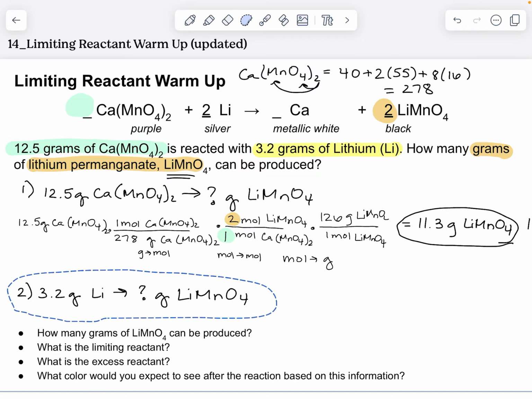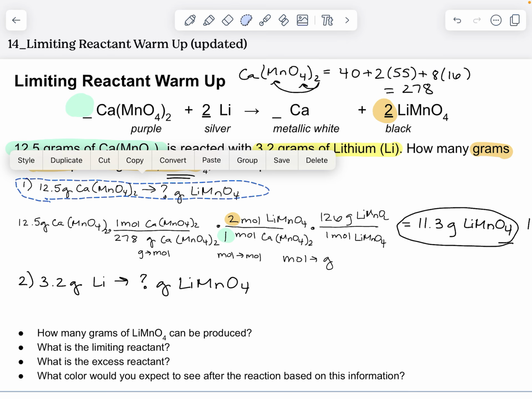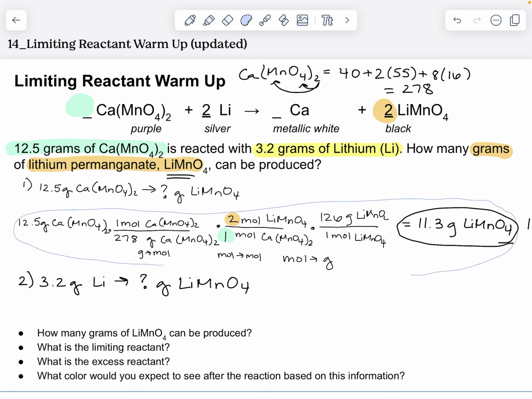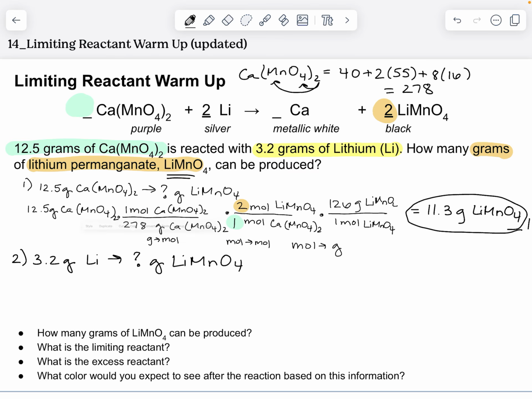Next step is to do the same thing with our starting value for lithium. So I'm going to go through the same process. I'm ending at the same spot that I did in that first calculation, but I'm going to start with that starting value of lithium. So 3.2 grams of lithium is our starting value. Just like we did above, we're going to go from grams of our starting to moles. And so I know that 1 mole of lithium is equal to the molar mass. I can get that molar mass from my periodic table. It's just lithium by itself. So that's going to be a molar mass of 7.